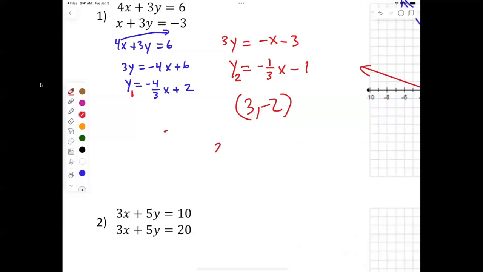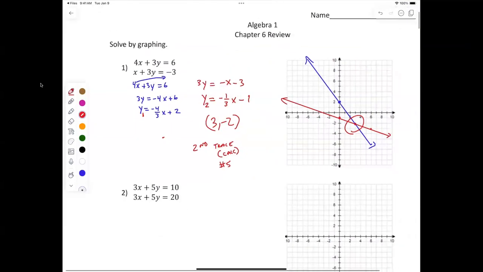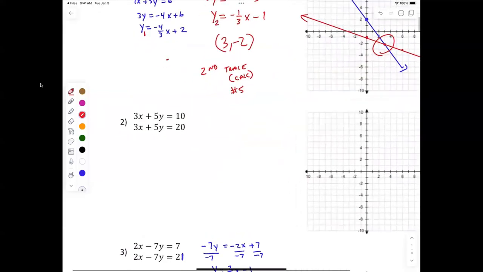All right, so you hit the second and then the trace button. That trace button is actually the calc button. And then you go down to number 5 and hit enter 3 times. And somebody confirmed that we are correct, that it was 3, negative 2. Anybody else? Yes. Got it? Okay, so with that, now let's take a look at number 2 real quick.